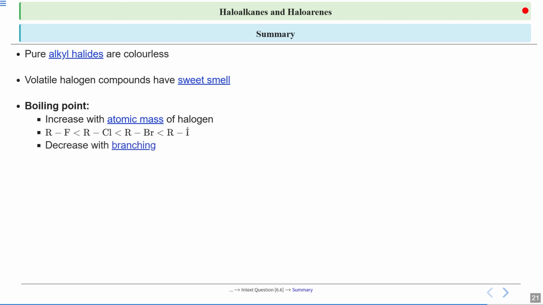So the order followed will be: alkyl iodide will have the greater boiling point, then alkyl bromide, then alkyl chloride, and then alkyl fluoride. Also the boiling point decreases with the branching of the chain. So this structure, which has 2 branches, bromine present as a substituent at the second carbon and a methyl at the second carbon, has the lowest boiling point among these 3 given structures, because this is the most branched structure. And the straight chain structure has the highest boiling point, 375 Kelvin.